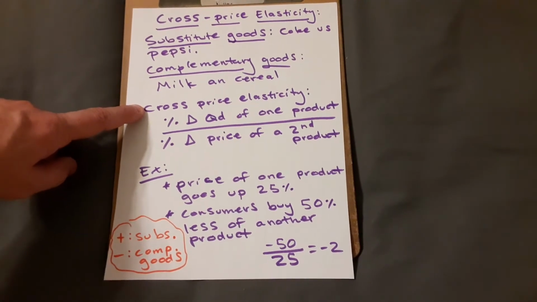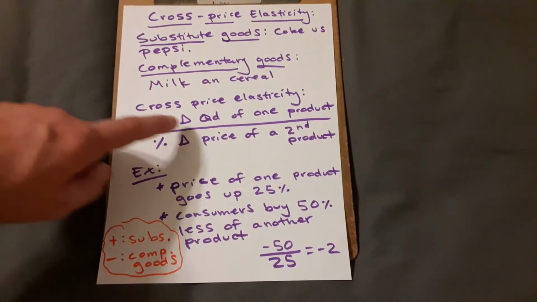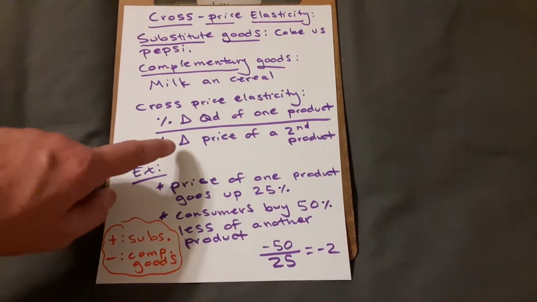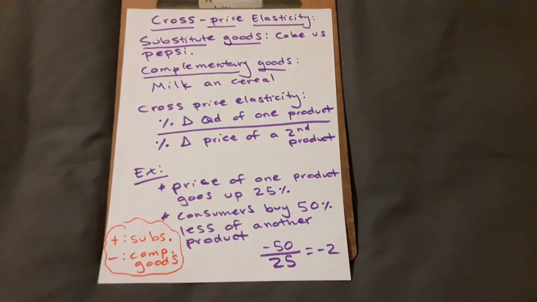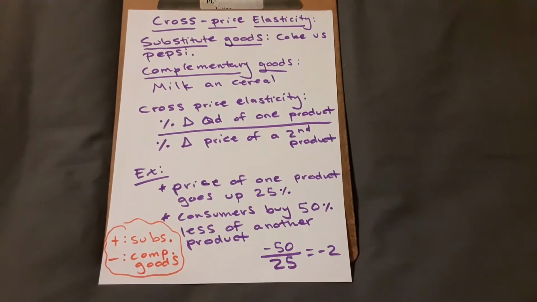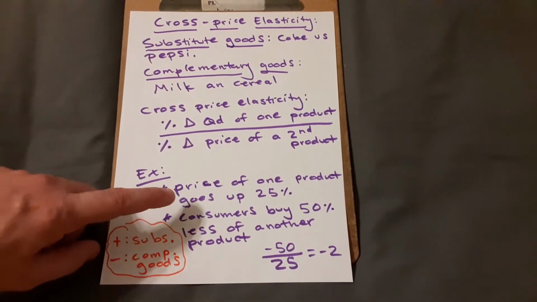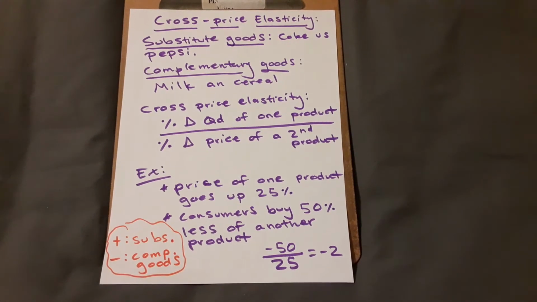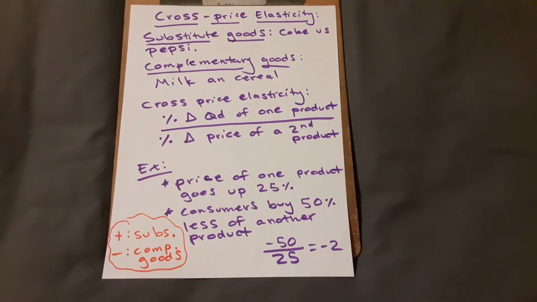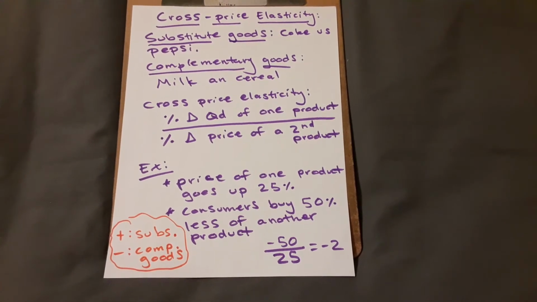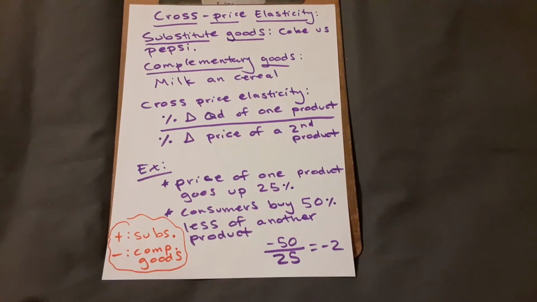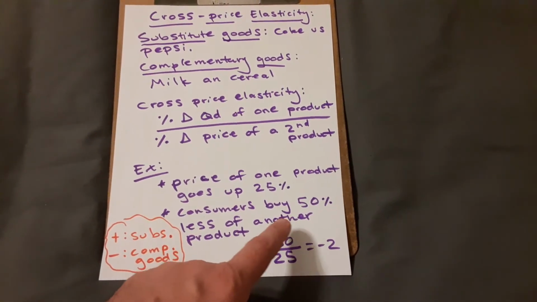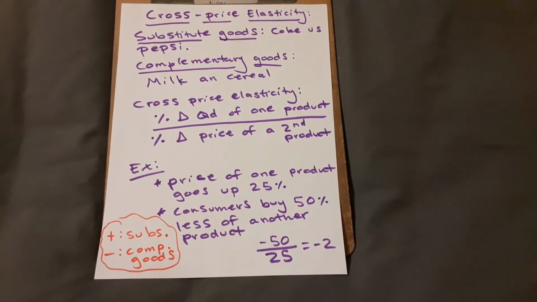The cross-price elasticity of demand formula is the percentage change in quantity demanded of one product over the percentage change in price of a second product. In my example, let's say that the price of one product goes up by 25% and consumers buy 50% less of another product. Well, that sounds a lot like milk and cereal, right? If the price of milk goes up by 25%, people are going to buy less cereal.